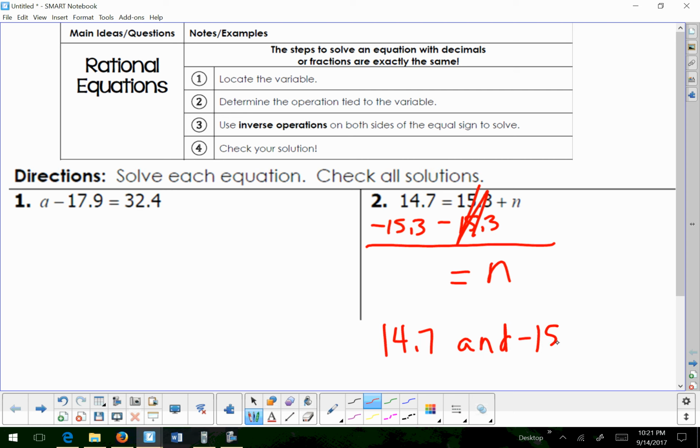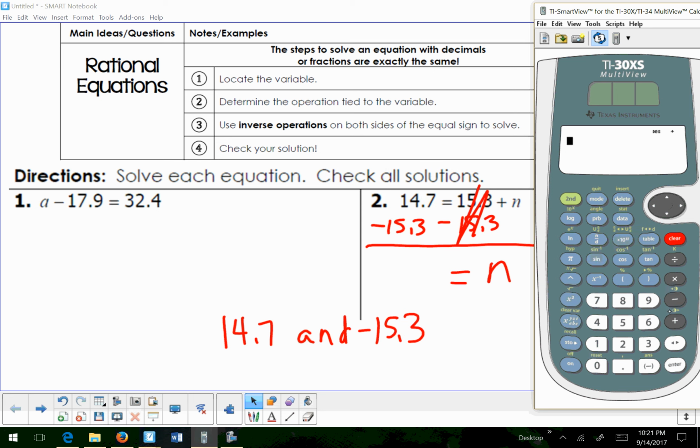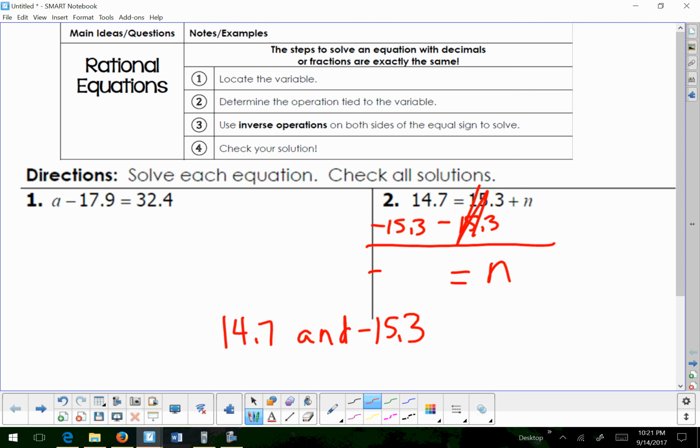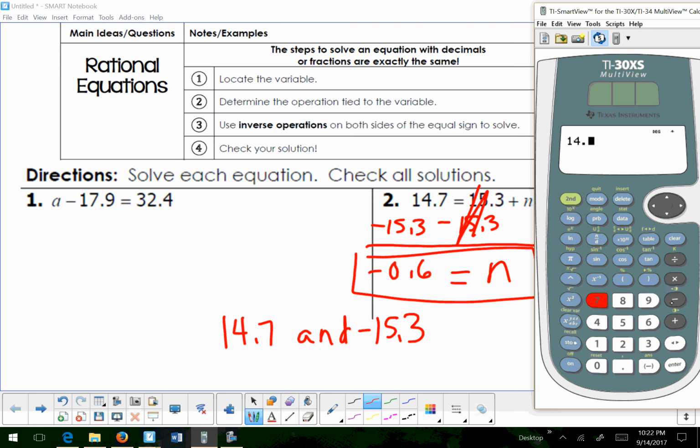If I'm combining 14.7 and negative 15.3, the word and would mean plus, this and that, right? So 14.7 plus negative 15.3. You could do that, and we get the same answer. It's negative 0.6. But you do not want to type 14.7 minus negative 15.3. Do not want to type that, because if you type that, 14.7 minus a negative 15.3, that's a totally different operation, and you get a totally different answer. So be careful.